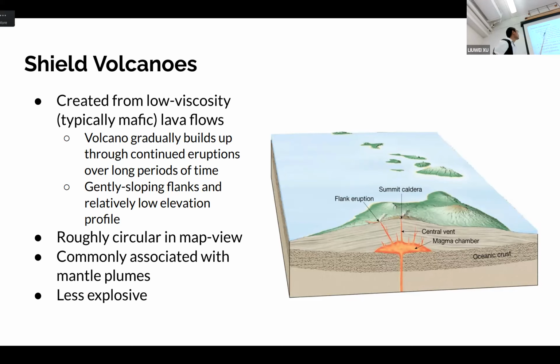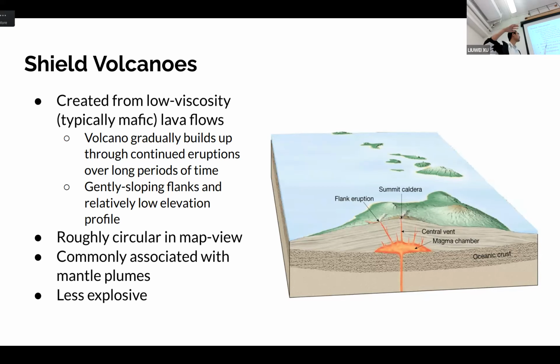The volcano is gradually built up through continued eruptions over a long period of time. Because the lava has low viscosity, it can flow smoothly and freely, with continuous flow up to the surface. Over a long time, for these shield volcanoes, the slope of the volcano is not steep. It's pretty flat and gentle. This is the most important characteristic of shield volcanoes.